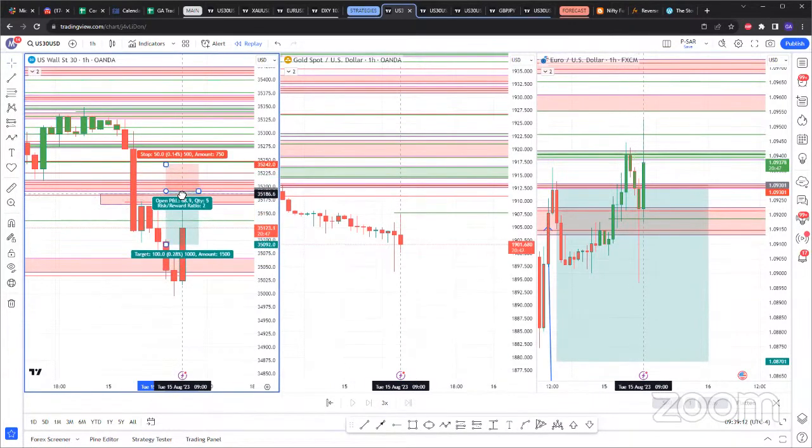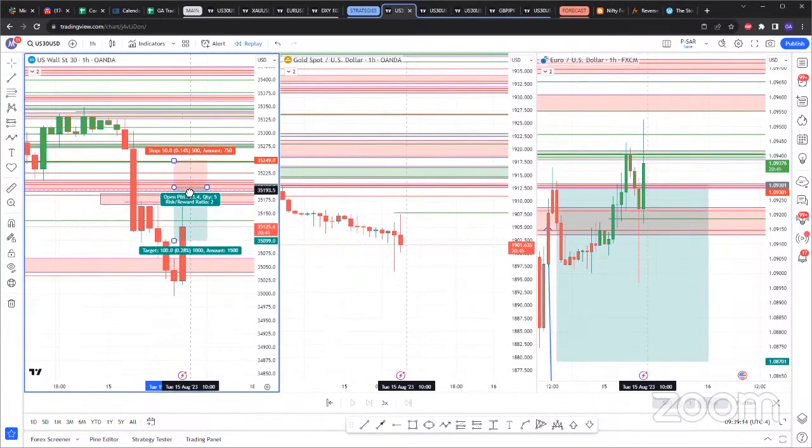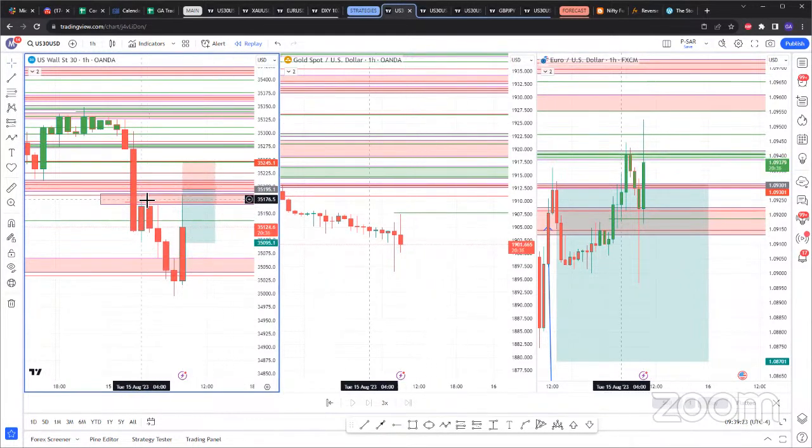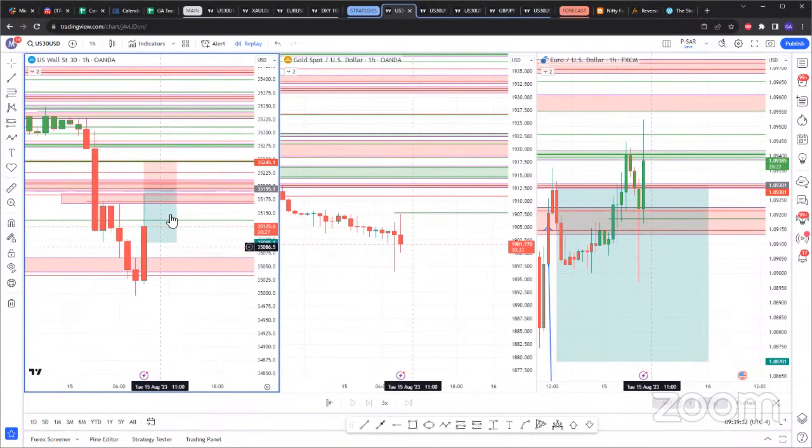For somebody who was waiting for this triple SAR to be retested, because the triple SAR has not been retested yet, you could have been waiting somewhere around here. So the triple SAR has still not been retested. This entry was off of just this one, this double SAR. The triple SAR that was broken to the upside still has not been retested, and you can see US 30 is coming back up. So for anybody who wants to trade the triple SAR, give me one quick second.